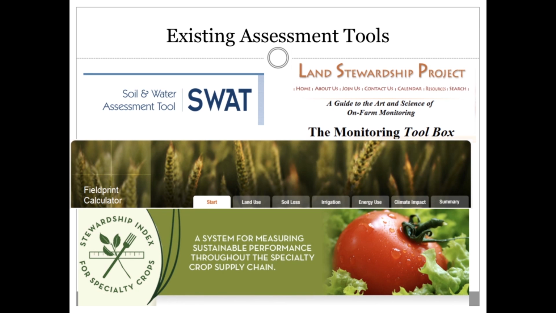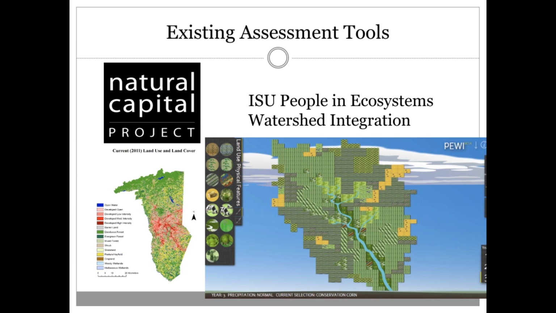These existing assessment tools include the Soil and Water Assessment Tool, the Stewardship Index, a monitoring toolbox from the Land Stewardship Project, and these tools all provide direct value to the farmers. But like we said, they lacked specificity for biodiversity and ecosystem services, so we saw a gap in this kind of array of what tools were available to farmers.